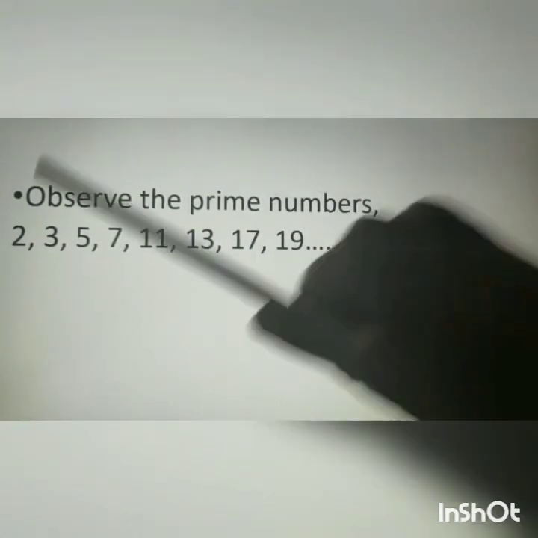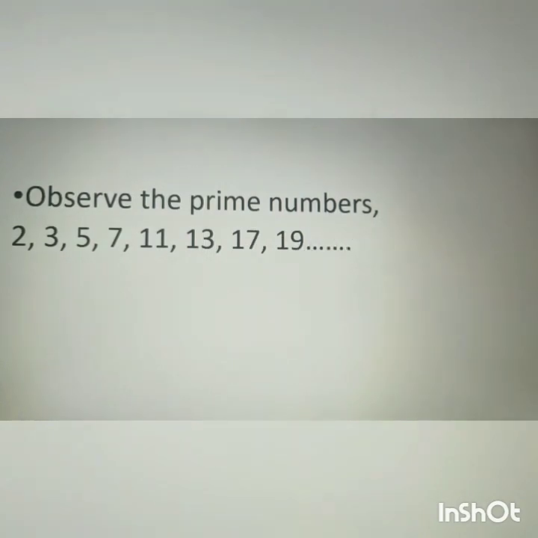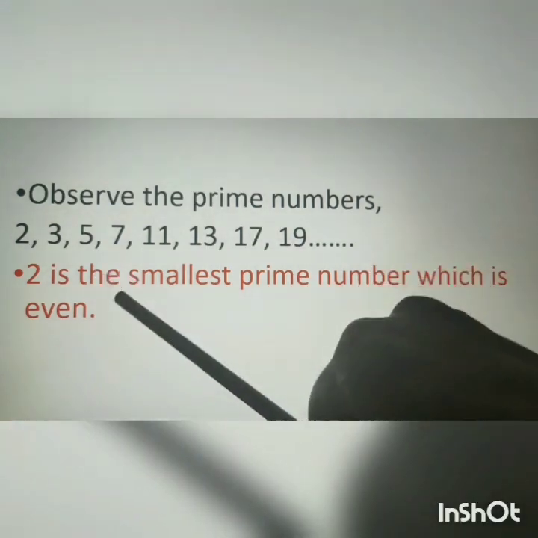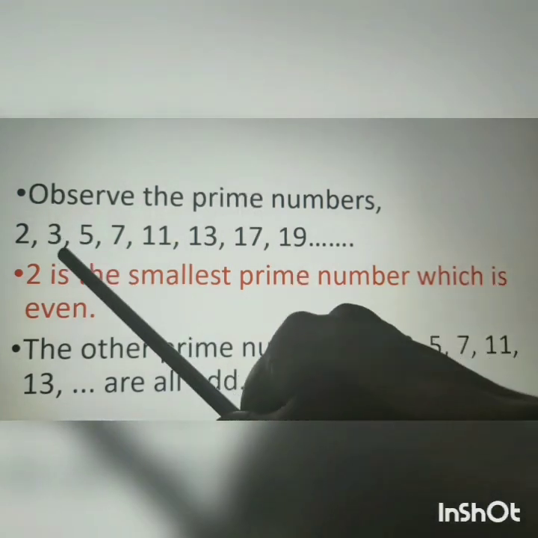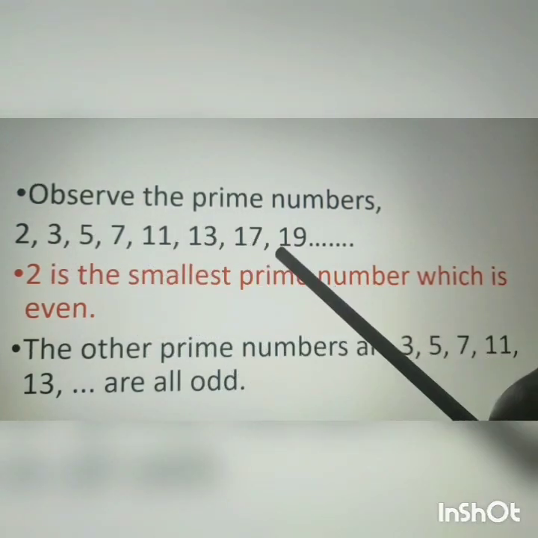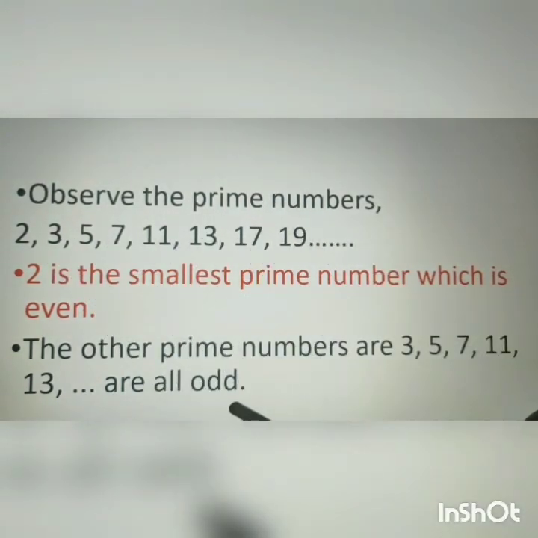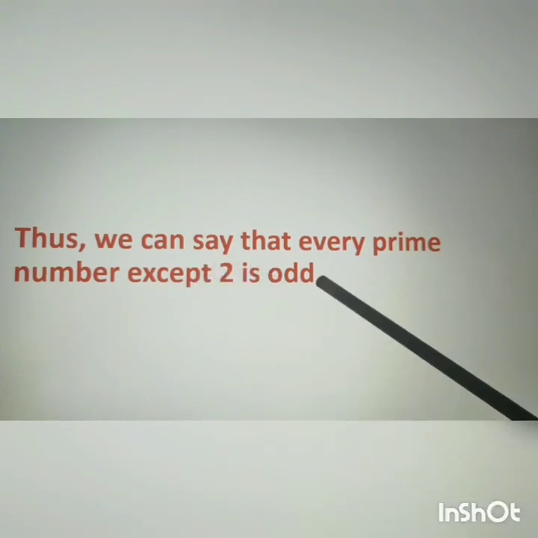Observe the prime numbers: 2, 3, 5, 7, 11, 13, 17, 19, etc. Here 2 is the smallest prime number. And we have already discussed 2 is the smallest even number. Therefore 2 is the smallest prime number which is an even number. The other prime numbers 3, 5, 7, 11, 13, 17, 19, etc. are all odd. Thus, we can say that every prime number except 2 is odd.